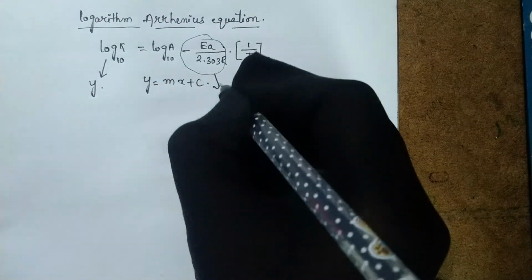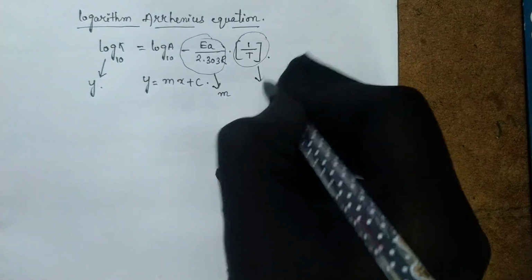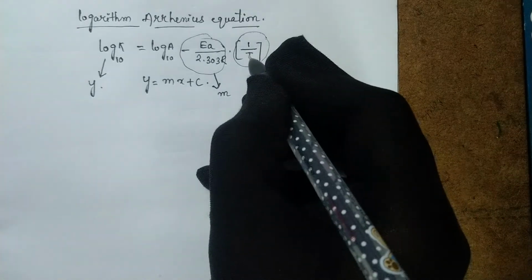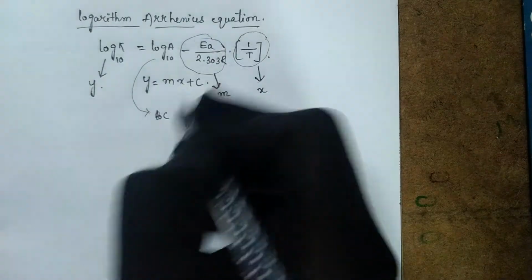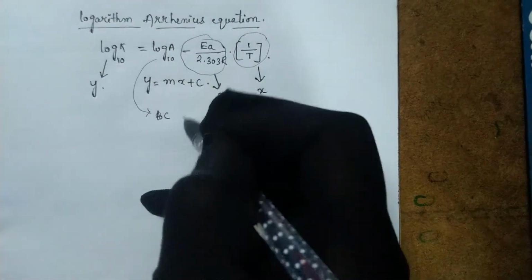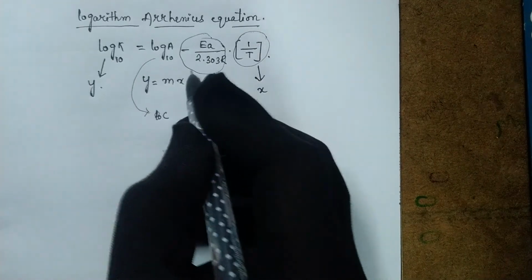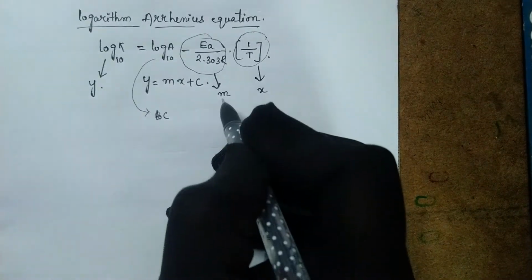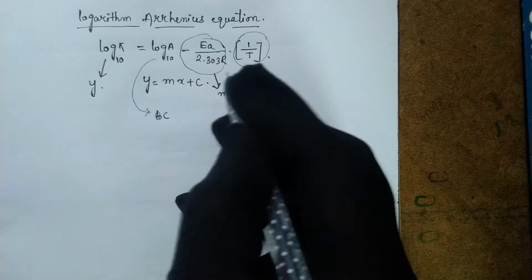So this is y, and here at the place of m we have minus EA by 2.303 R. At the place of x we have 1 by T, and at the place of the constant we have log A to the base 10. So this equation represents the equation of a straight line with negative slope. Here m means slope, and we have negative slope, that is minus EA by 2.303 into R, right?